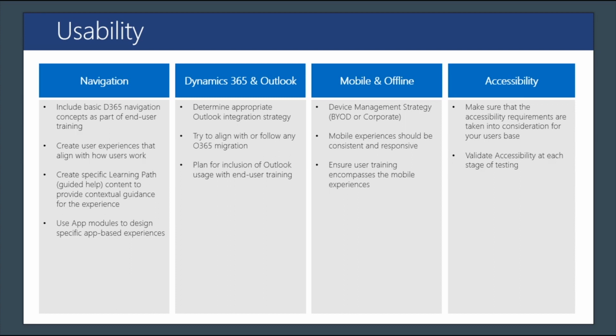And lastly, but absolutely not least, is accessibility. Accessibility is key. You want to make sure that you understand your accessibility requirements up front and that you take those into consideration for your user base. And then, of course, you want to make sure that you're always validating and verifying accessibility at each stage of your testing to ensure that there are no surprises when you deploy, which will also help you drive adoption.